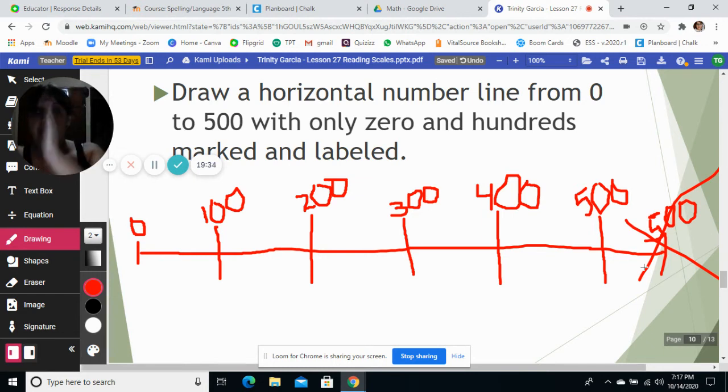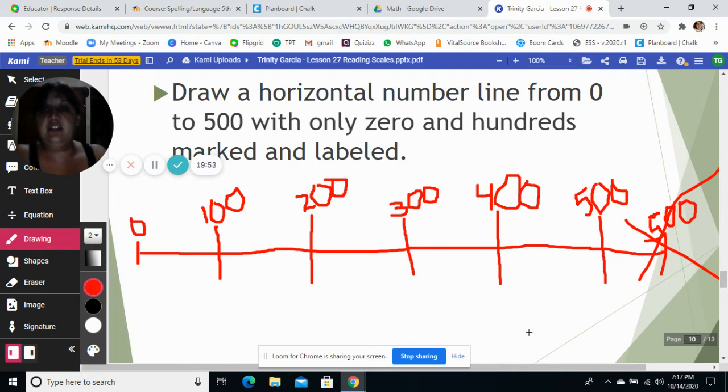So they need to be equal spaces apart and labeled correctly, okay? You cannot do 100 here and then do 300 and then 200 and then 500 and 400. That does not make any sense. They need to go in numerical order and they need to be equal distance apart.